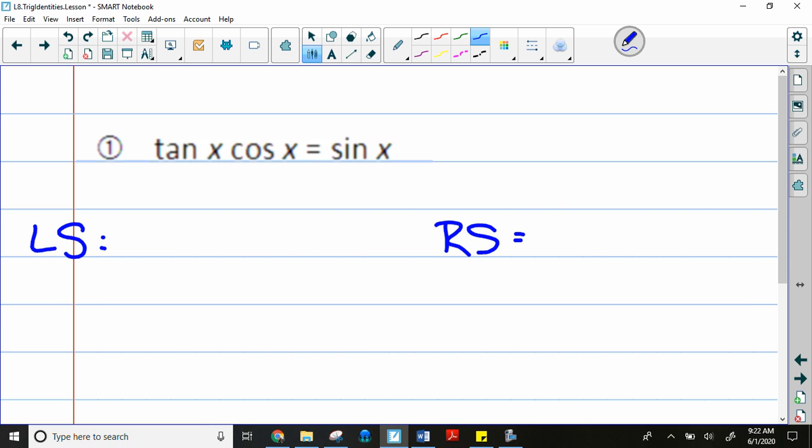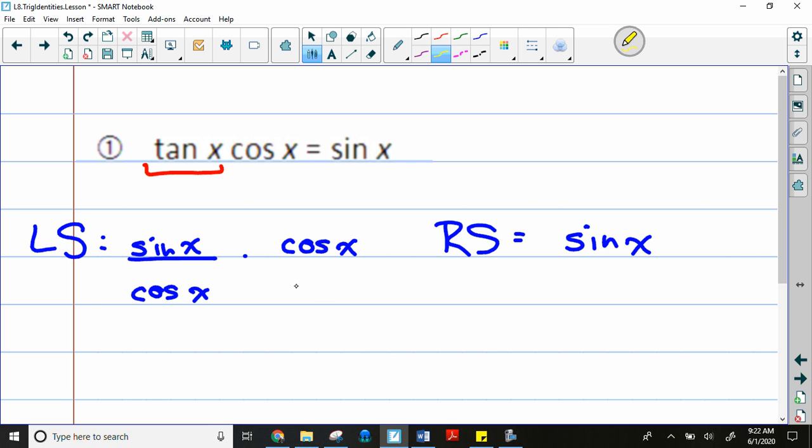Left side, and you know what? Right side is just a sine x, so we can't really do anything there. We could change something here. We could change the tan. And then let's just leave the cos x as it is. So tan is sine x, I was going to say theta, over cos x, and it's multiplying cos x. And we would treat that as though it's over 1.